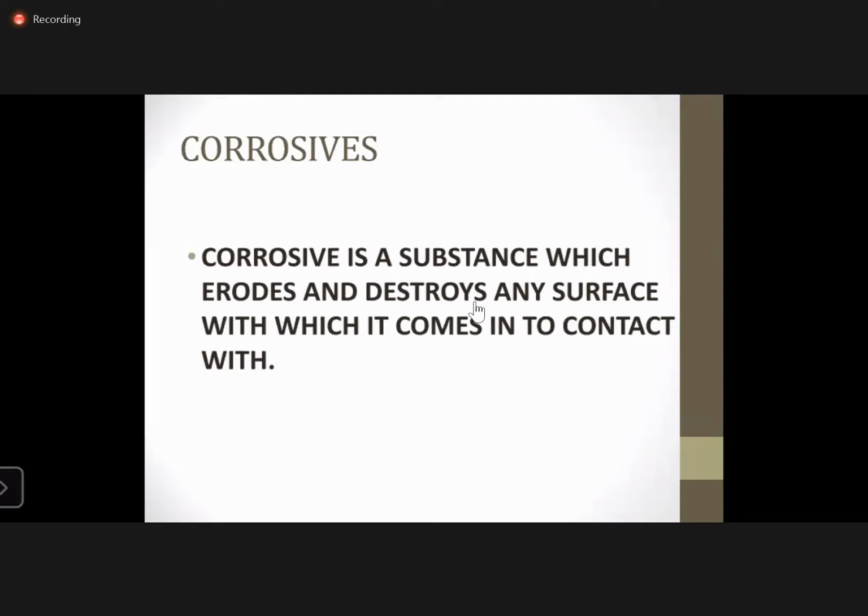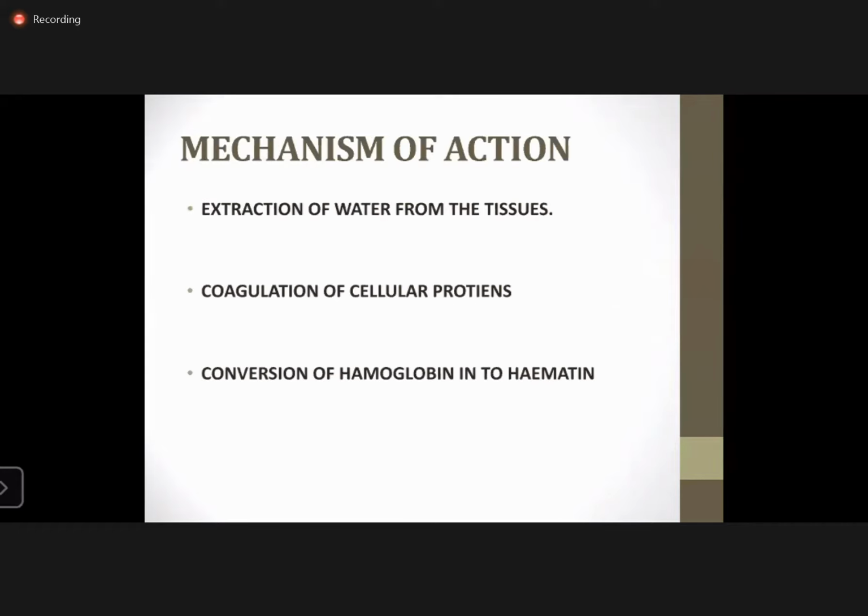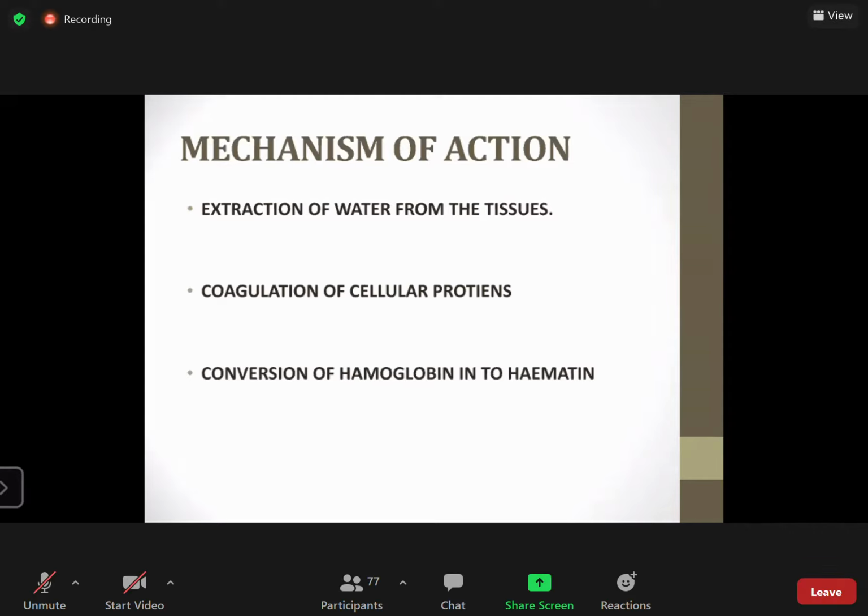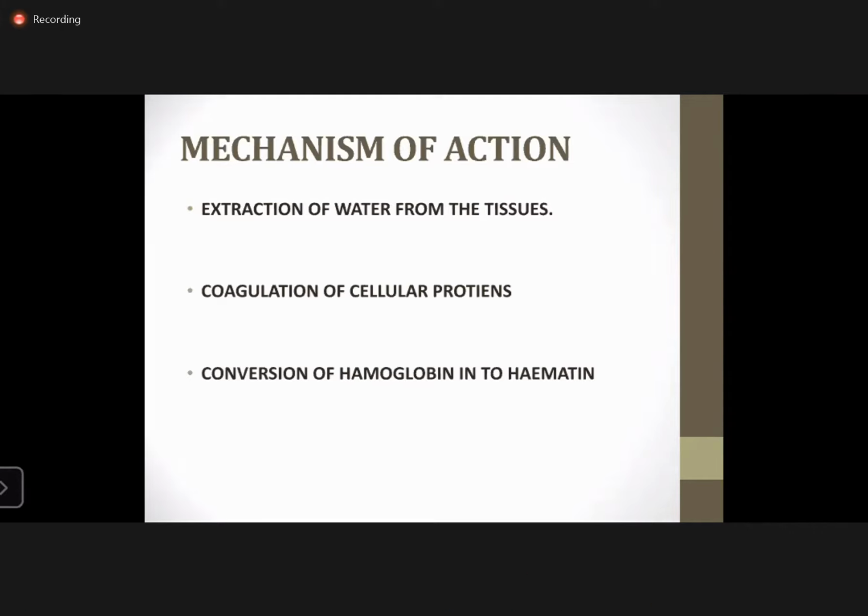act by three means. First, extraction of water from tissues, which causes a lot of dehydration. Secondly, by means of coagulation necrosis of the cellular proteins. It is characterized by the formation of a coagulum, known as an eschar, E-S-C-H-A-R. Eschar is a dead, somewhat blackish tissue, which results from the heating effect.